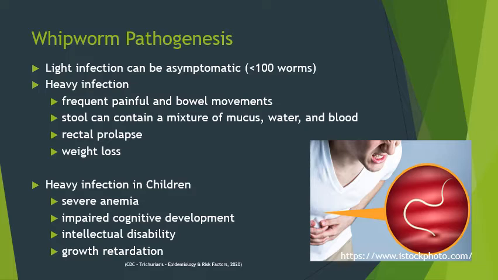Symptoms are highly dependent on the number of worms present in the body. People with a light infection may not experience many symptoms or any at all. Those with a greater infestation may encounter frequent painful bowel movements. Stool may contain a mixture of mucus, water, and blood, and even rectal prolapse is possible. In addition, heavy infection in children can contribute to severe anemia, impaired cognitive development, intellectual disability, and delayed growth.